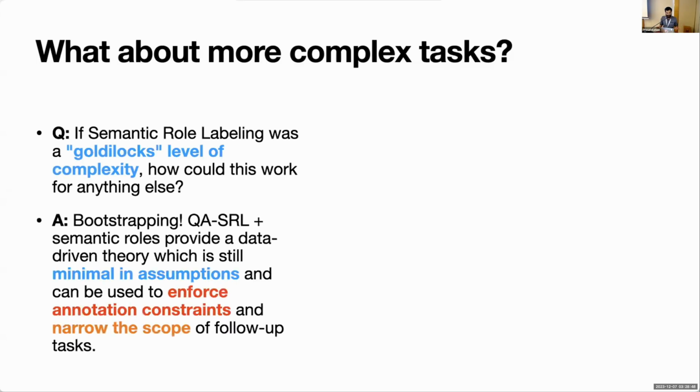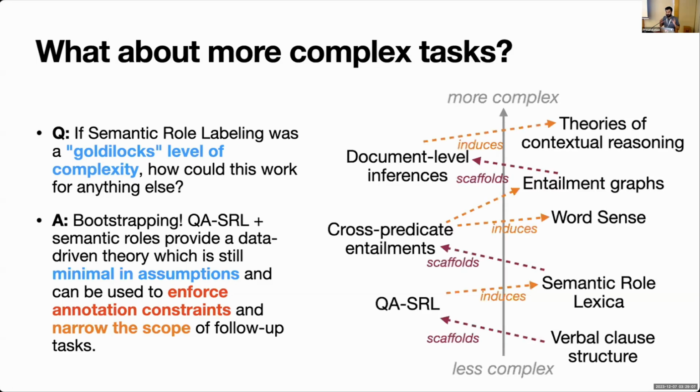So my thought is that once you have a good theory that's induced from something like QA-SRL, you can bootstrap, right? It's minimal in assumptions, and then you get a pretty reasonable semantic role ontology or some kind of lexicon, and then you can use this to enforce constraints on a higher level of annotation or higher level of phenomena. So I'm imagining this kind of hierarchy where we use some assumptions about verbal clause structure to annotate QA-SRL, and then we can use that to induce some semantic lexica, which then can be used to scaffold more annotations, which can induce more structure and so on and so forth, until maybe you can work towards broader, more complex, richer theories of reasoning and context.